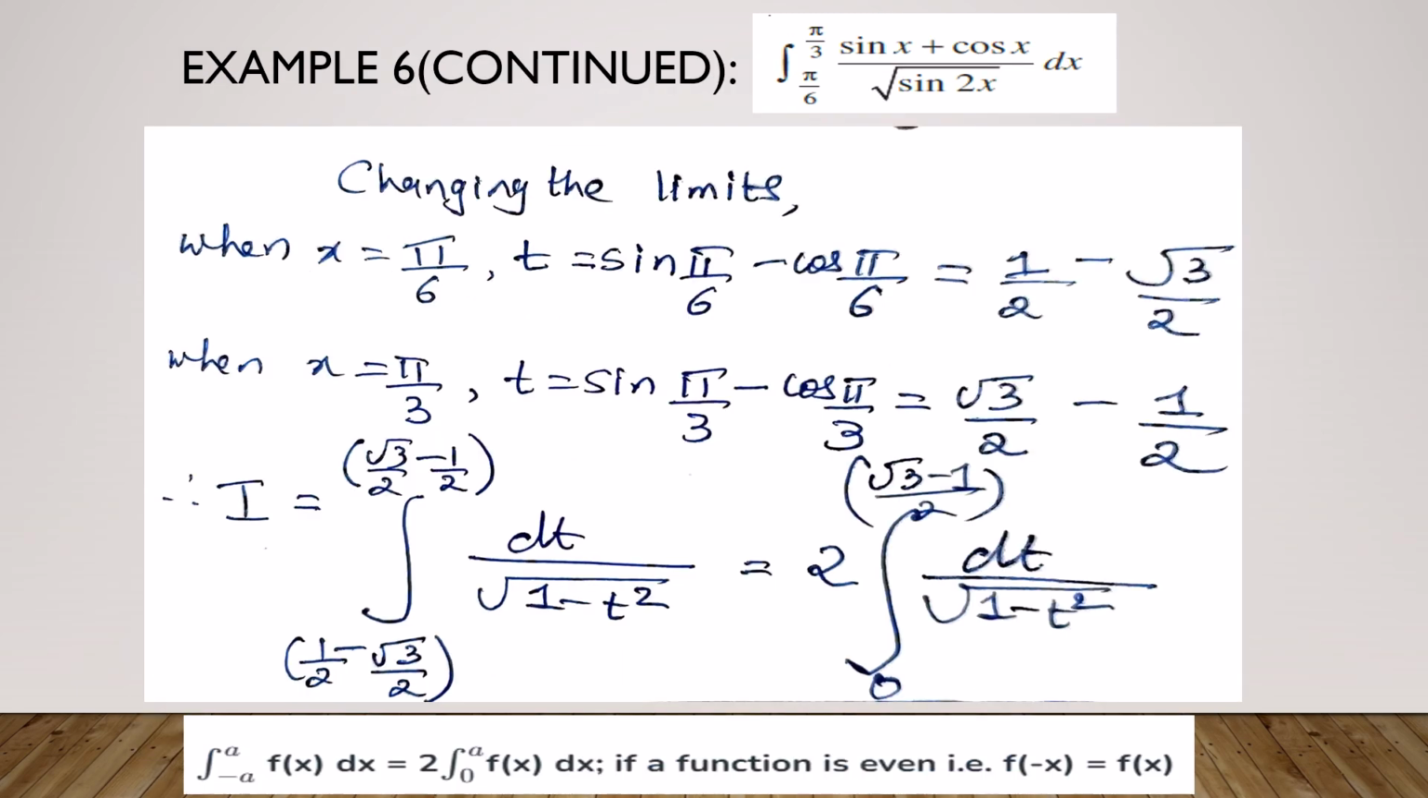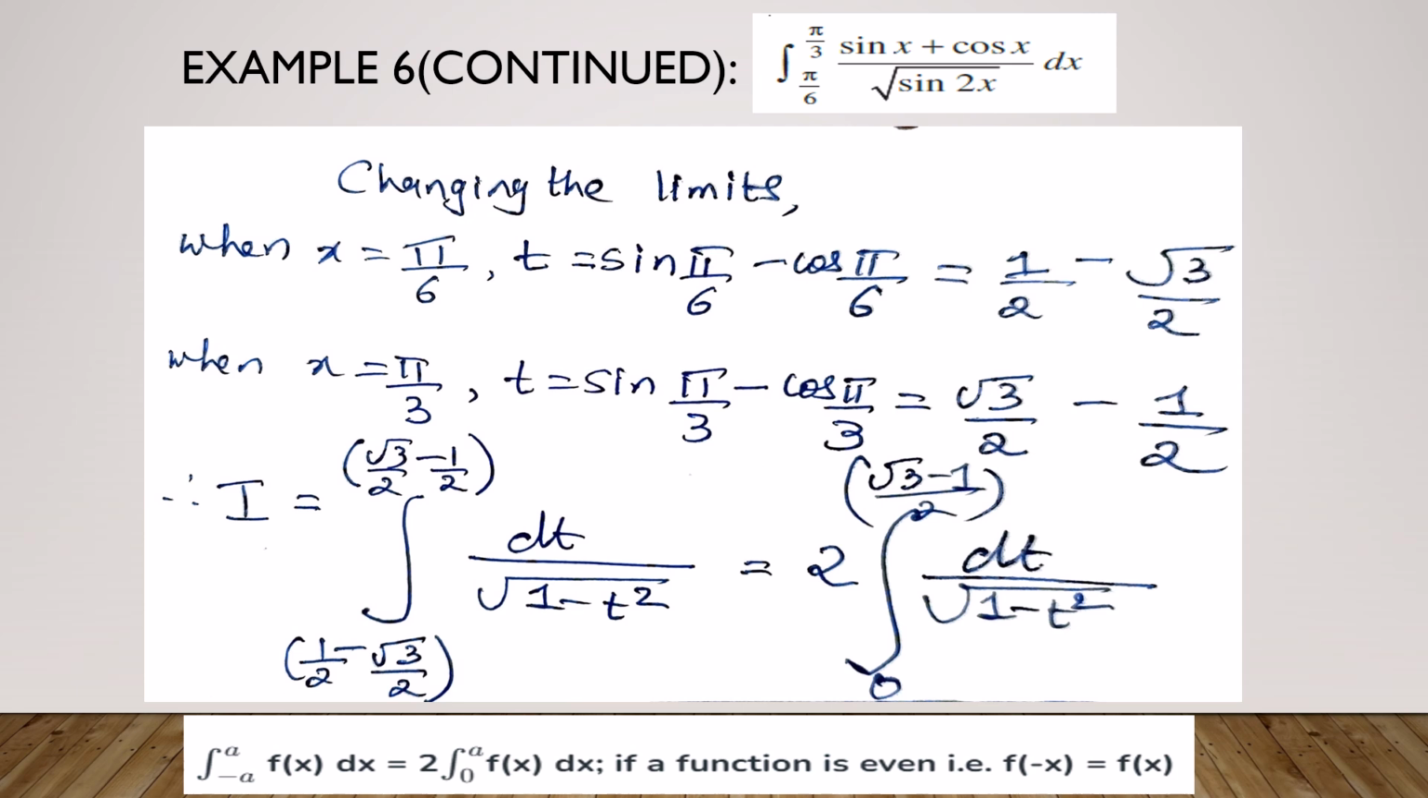So since we have used the substitution method, we have to change the limits. Don't forget to change the limits whenever you use the substitution method. Now when x is pi by 6, what will be t? T is sin x minus cos x, means sin pi by 6 minus cos pi by 6, which will be (1 minus root 3) whole upon 2. Similarly, when x is pi by 3, t will be (root 3 minus 1) upon 2. So now our integral I will become the integral from (1 minus root 3) by 2 to (root 3 minus 1) by 2.